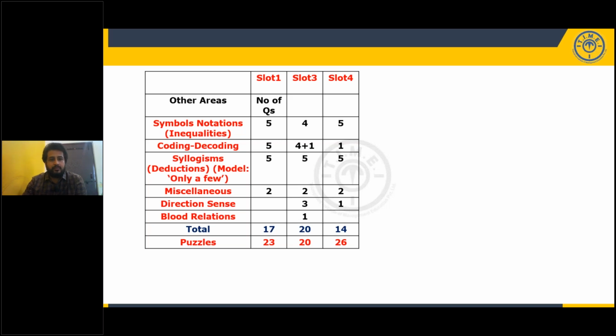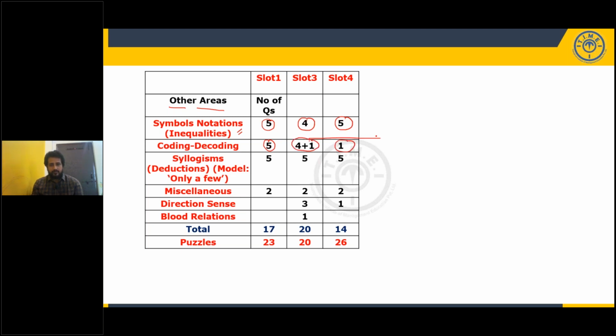So we have total 3 slots analysis, slot 1, slot 3 and slot 4. So first we'll discuss other areas analysis. Other areas are nothing but symbols and notations, inequalities, coding, syllogisms, miscellaneous, directions and blood relations. If you look at these symbols and notations given in all these slots, slot 1, slot 3 and slot 4. We don't have slot 2 analysis completely. So that's why we have presented only slot 1, slot 3 and slot 4 analysis. And even the coding decoding appeared in all the 3 slots.